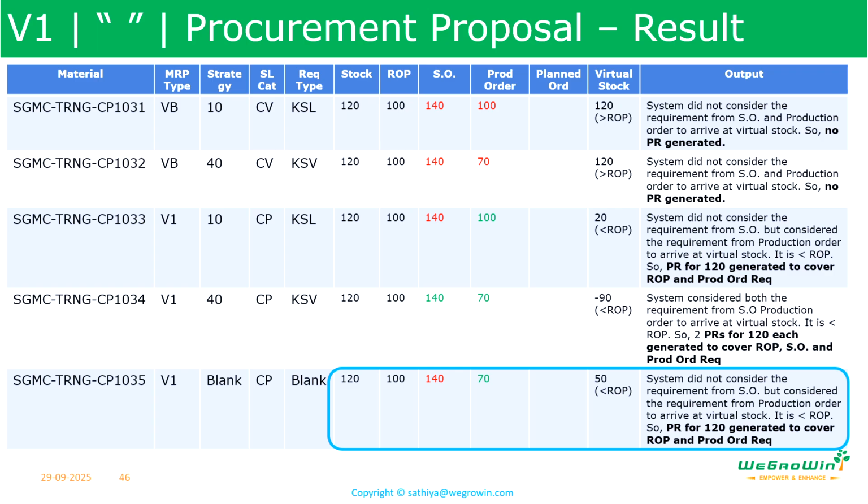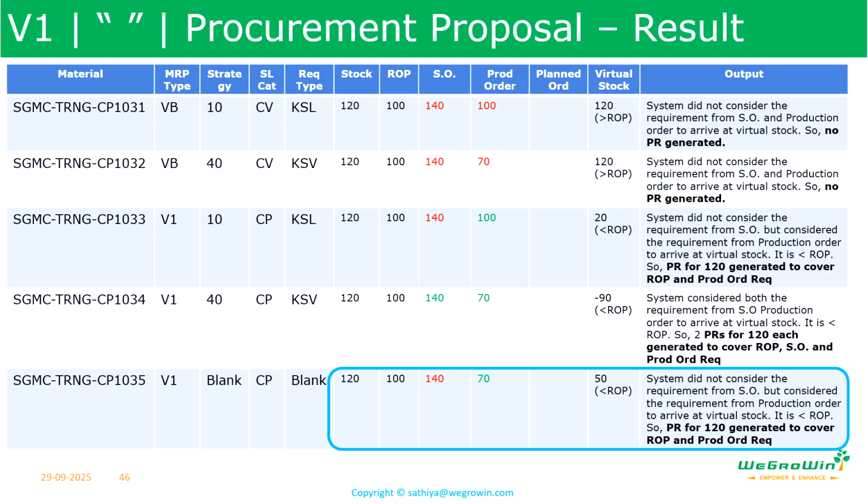Also, please refer to our earlier discussion on the display of sale orders in the stock requirement list. In CP1031 and CP1032 with VB, the system did not show any sale order. Similarly, for 1035 also, it did not show any sale order. But for the planning, the system is working similar to CP1033 and 1035.